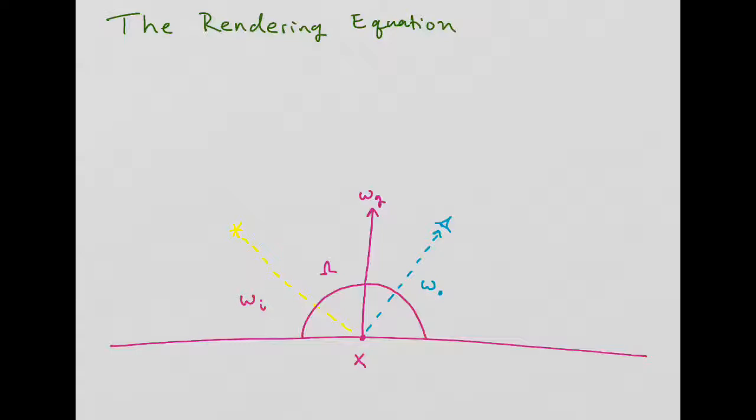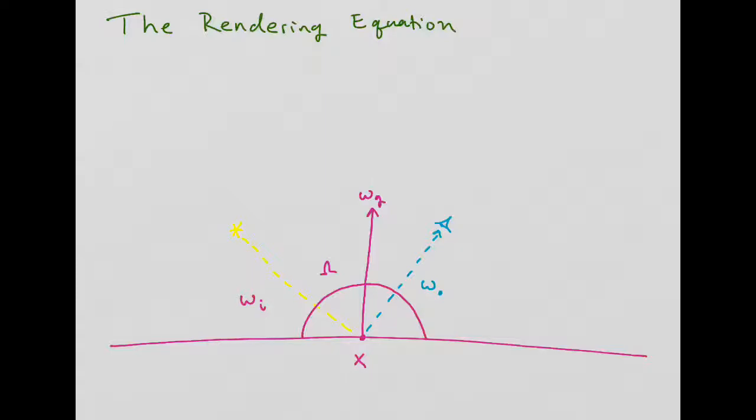So let's just say we have a point X, and that point X will represent the pixel that we're trying to draw, and we want to find out how much light is coming off this light source and reflecting towards the viewer. And so there's a few angles that are very important.